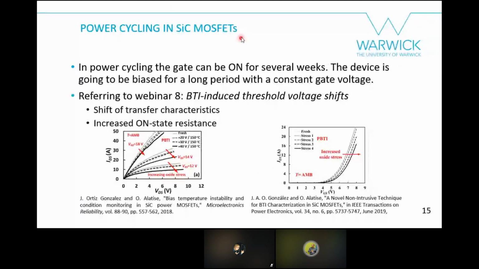So let's start with the gate stress. In power cycling, the gate can be on for several weeks, and the device, hence, is going to be biased for a long period with a constant gate voltage. If we just refer back to webinar number 8, we have BTI-induced threshold voltage shifts, and because of the shift of the threshold voltage caused by the gate stress, you're going to have a shift of the transfer characteristics, and you're also going to have an increased on-state resistance. So this will affect the power dissipation during your power cycling test as the on-state resistance is going to increase.